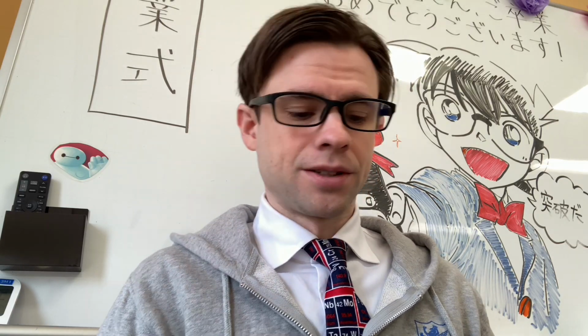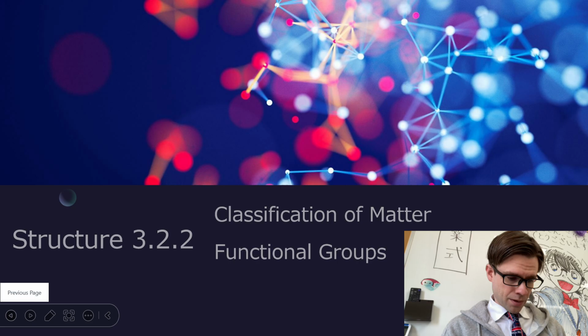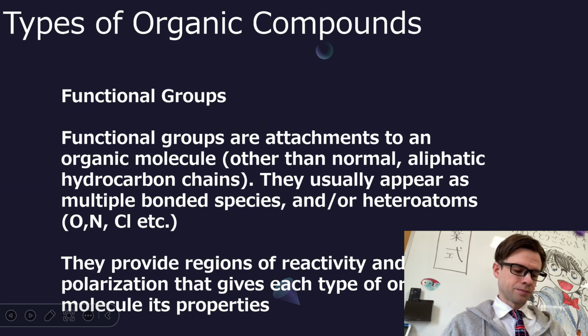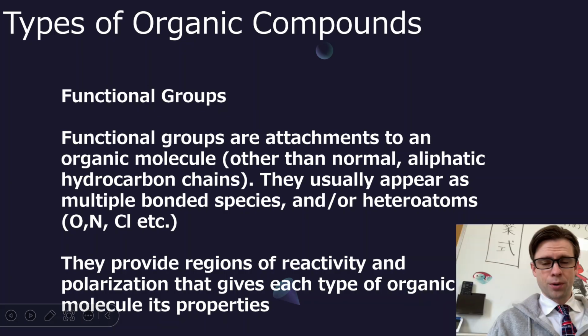Okay, so let's go to my slides. We are at 3.2.2, classification of matter, organic chemistry, functional groups. So what does this mean? In my previous video, I talked about organic chemistry, the importance of carbon atoms, catenation, chains, branches, rings, those kinds of things. But I also mentioned that there are sometimes groups attached that provide certain functions. Those are what we would call functional groups.